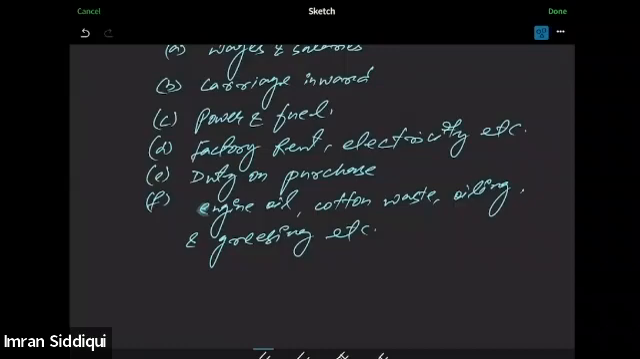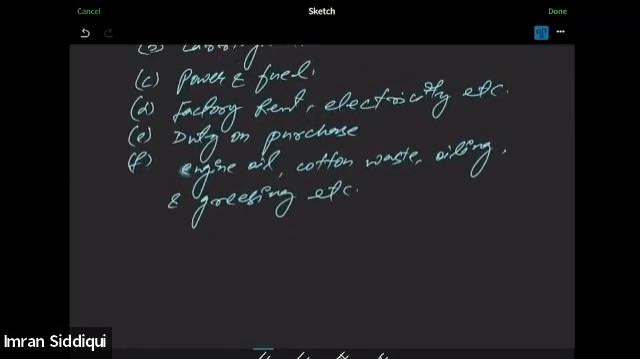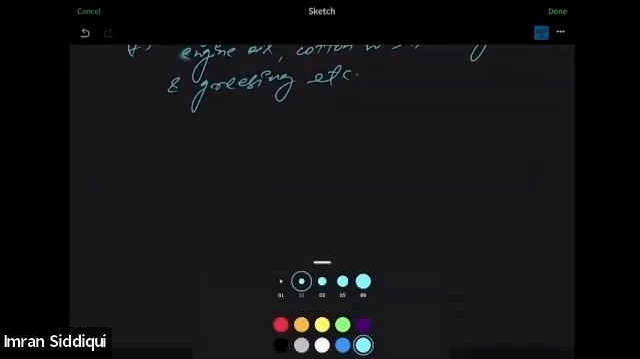Now let's talk about the format of the trading account. How do we actually prepare the trading account? So I want all of you to note this down as well, because this will be very useful while solving the questions.